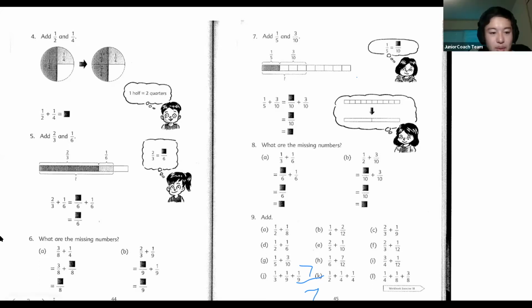Now, let's look at question number 6 for a bit. So in 6a, what is the missing number for the first blank? I think 2, because 1/4 is the same as 2/8, right? So now, what will be the bottom blank if the top one's 2? 5. Right, 5/8.